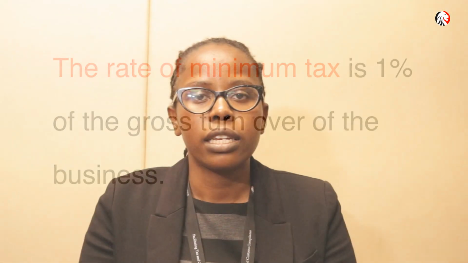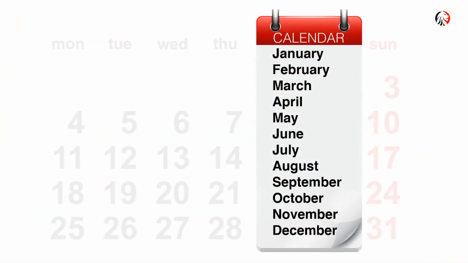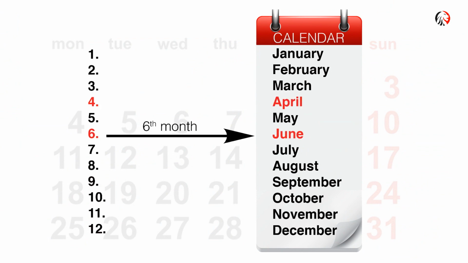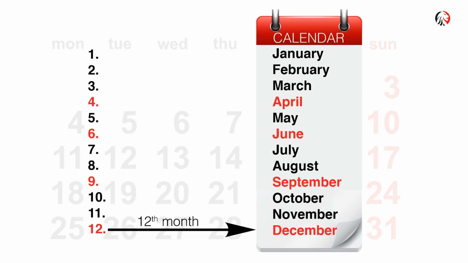So traditionally, businesses have been paying taxes based on their taxable profit, and they do that in installments payable on or before the 20th of the 4th, 6th, 9th, and 12th month. So if your year of income runs from 1st of January to 31st of December, then your 4th month is April, your 6th month is June, your 9th month is September, and your 12th month is December.